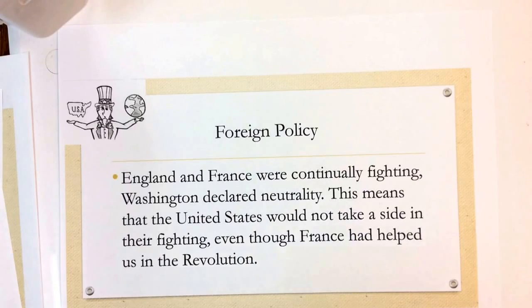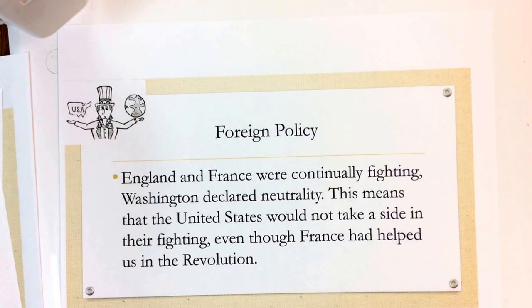And Washington, realizing that the United States is not a strong country at this point, is going to declare neutrality. Neutrality means that you don't take anybody's side. And by not taking a side, the United States would not join in the fighting. Because if you join the losing side, you lose land and territory, money, and prestige. We didn't have a whole lot of that.